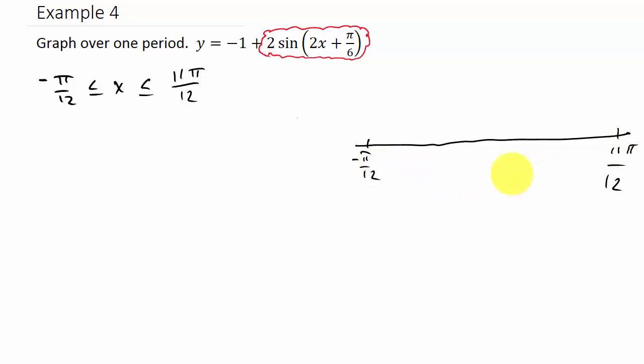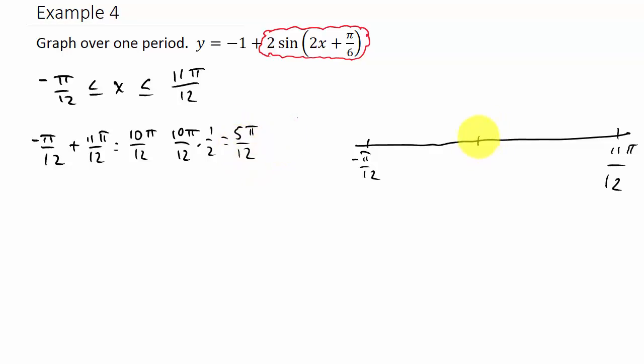All right, so now I need the midpoint. Notice I haven't drawn my y-axis in because I don't know exactly where it's going to go. Is it here? Probably right in here somewhere. But let's go ahead and find our midpoints first. So that's going to be negative pi over 12 plus 11 pi over 12, which is 10 pi over 12. And then I take the 10 pi over 12, multiply by a half, and that's going to give me 5 pi over 12.